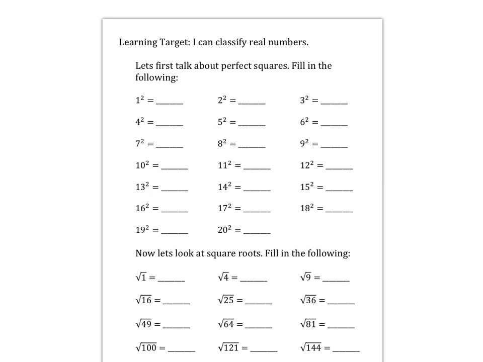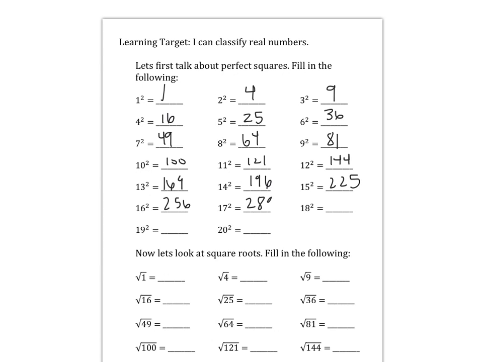So let's recap. 1 squared is 1, 2 squared is 4, 3 squared is 9, 4 squared is 16, 5 squared is 25, 6 squared is 36, 7 squared is 49, 8 squared is 64, 9 squared is 81, 10 squared is 100, 11 squared is 121, 12 squared is 144, 13 squared is 169, 14 squared is 196, 15 squared is 225, 16 squared is 256, 17 squared is 289, 18 squared is 324, and 19 squared is 361. 20 squared is 400.